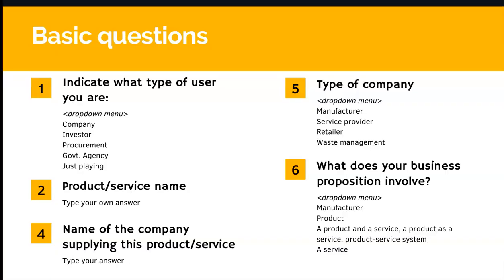Let's look at the questions you will encounter in the Circularity Check. At the very beginning, you will be asked to indicate the kind of user you are dealing with, your customer, which is most likely going to be a company, and then fill out basic information regarding the product or service name, the name of the company, its type, and what its business proposition involves.